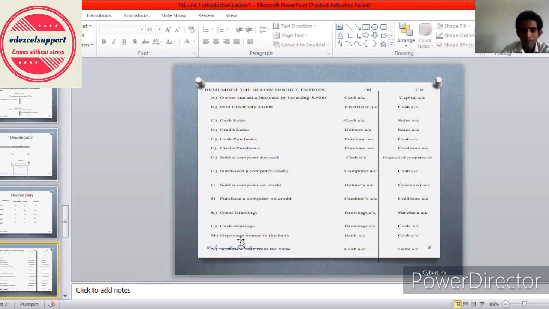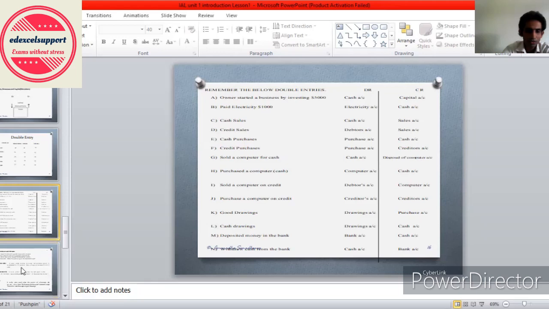Next, deposited money in the bank. This is a very important point. When you deposit money in the bank, money will go to your bank account, therefore the bank account will be debited, and the money in your hand will go out, so the cash account will be credited. Next one, the last one, withdrew cash from the bank. So you have taken money from the bank, so cash will come to you, the cash account will be debited, and money is going from the bank, so the bank will be credited. So those are the examples. If you study this, you get some idea about the double entry and how to use it.